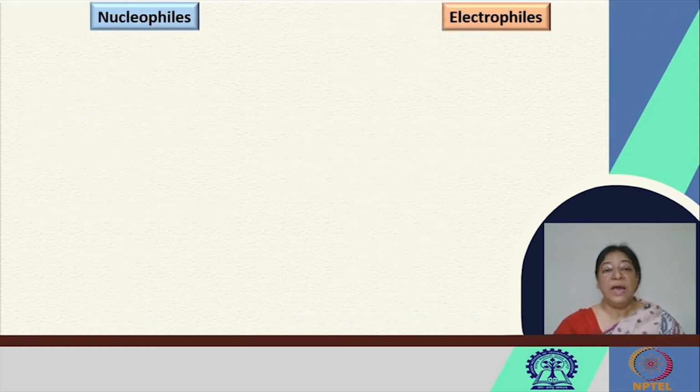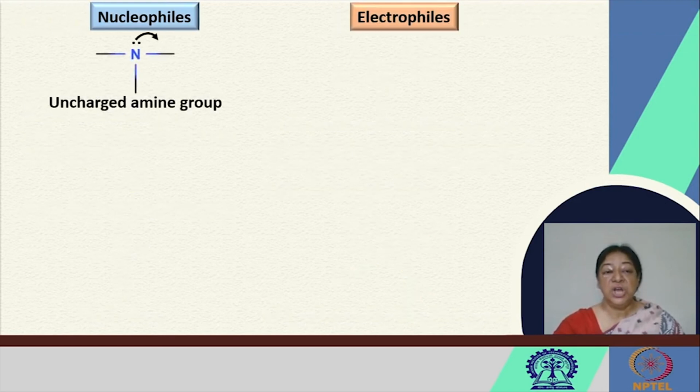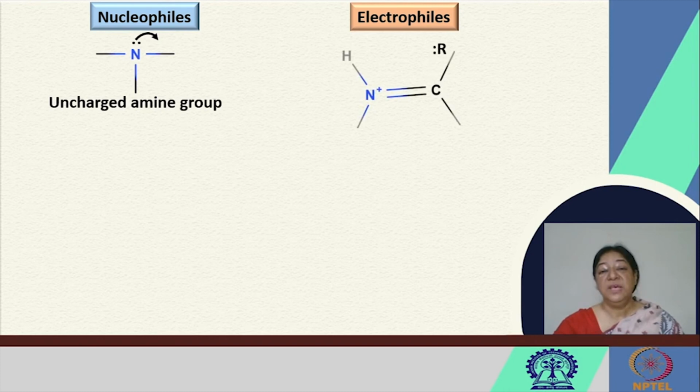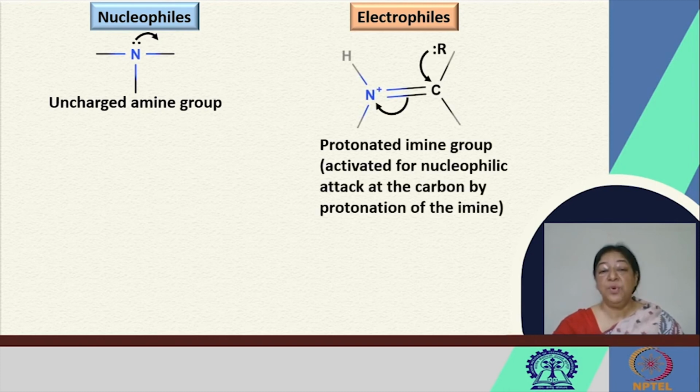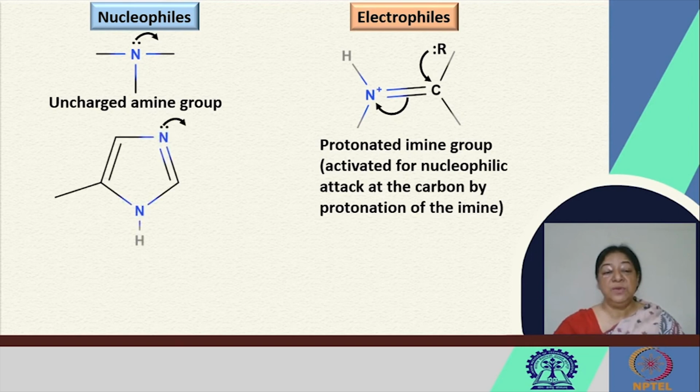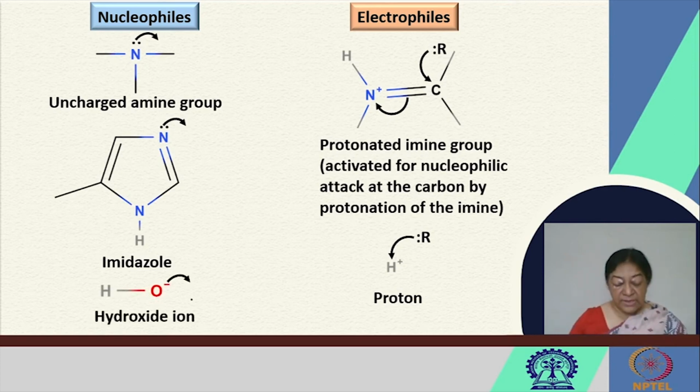We can also have the uncharged amine group, which could act as a nucleophile. We could have the electrophilic part where we have a protonated imine group that would be activated for a nucleophilic attack by protonation of the amine that would be possible, and the imidazole, which would be important in most of the reactions in terms of its reaction and a proton in general. So another example would be a hydroxide ion acting as a nucleophile.